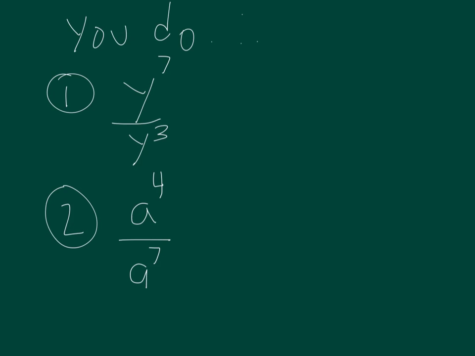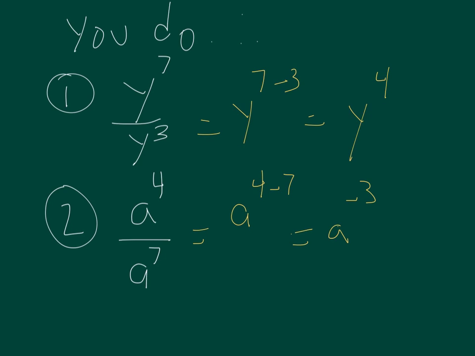Welcome back. All right, now these are going to work out to be y to the 7th minus 3, which is going to give you y to the 4th power. This is going to be a to the 4 minus 7, which is going to give you a to the negative 3. But we should know that a negative exponent is not a simplified answer. To simplify it completely, we would want to make that a positive exponent.